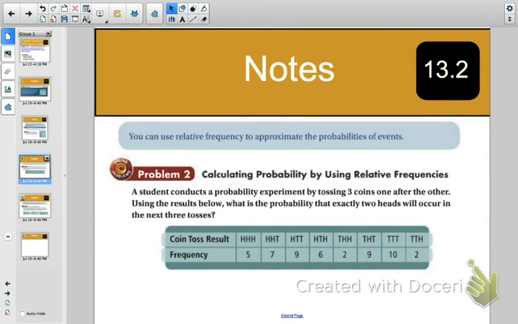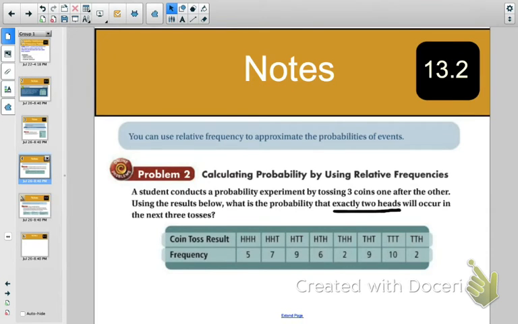You can use relative frequencies to approximate the probabilities of events. So if you look at this situation here, it says a student conducts a probability experiment by tossing 3 coins, one after the other. Using the results below, what is the probability that exactly 2 heads, so the keyword here is exactly 2 heads, will appear in the next 3 tosses? So that means it has to be 2, it can't be 2 or more.